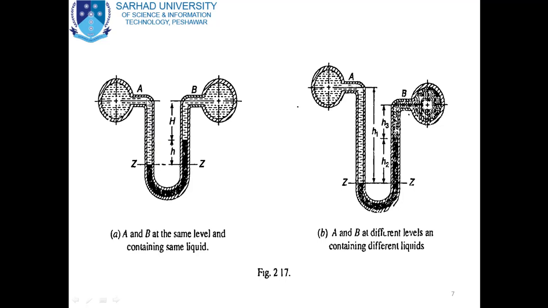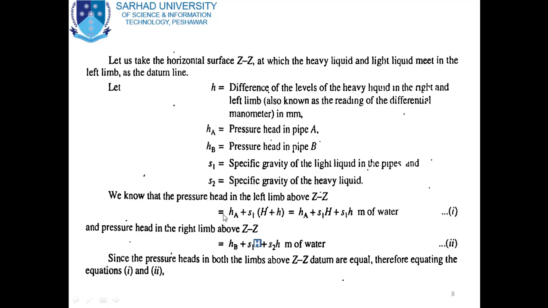So the pressure in this column from this point up to this point is S1 multiplied by H plus h. So this is the pressure in the left limb. Simplify this, you will get HA plus S1 capital H plus S1 small h meters of water. Let this be equation 1.